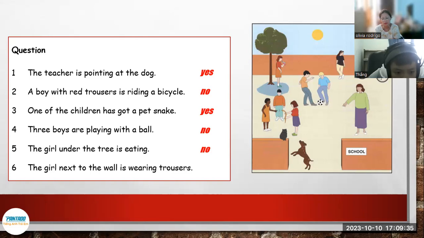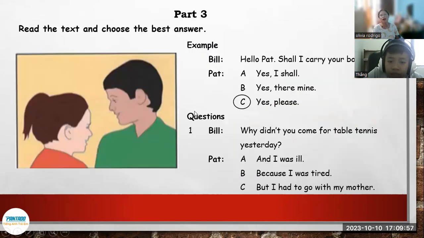No. Okay, it's yes. The girl next to the wall, this one, is wearing trousers. Look at this girl. She is wearing a black shirt and white trousers, Thang. Okay, next one, Thang. Please try to answer this, okay?